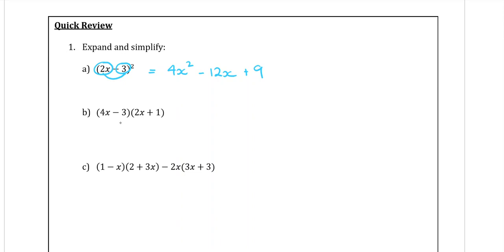The second question, we have a double bracket, but the brackets are different, so this is just going to be a FOIL expansion. So 4x times 2x will make 8x squared. 4x times 1 will be a positive 4x. Minus 3 times 2x will be negative 6x, and minus 3 times 1 is negative 3. The middle terms are like terms, so I'm going to collect those up. We'll get 8x squared. 4 minus 6 is negative 2x minus 3.